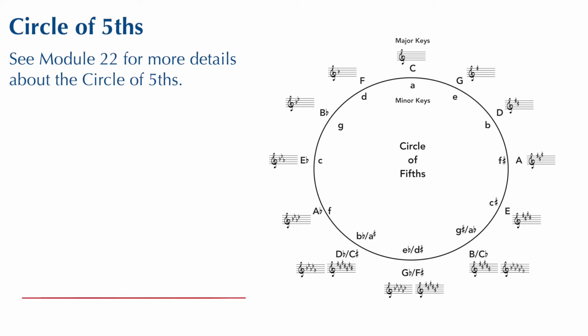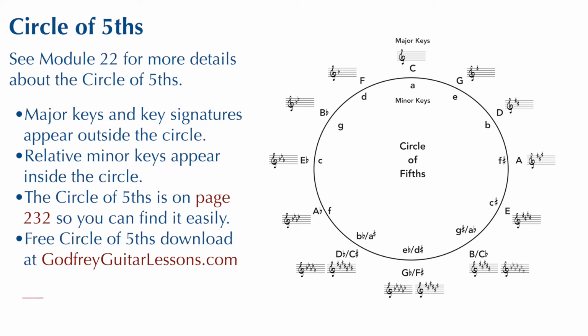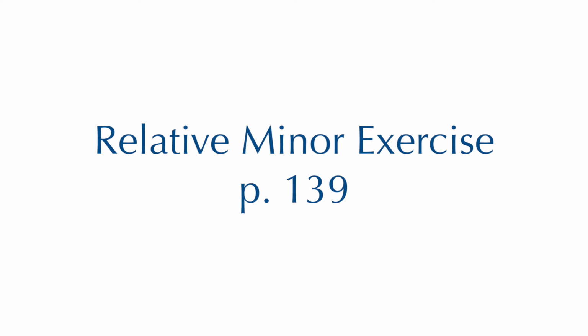Now that you learned about relative major and minor keys, this is a good time to revisit the circle of fifths you learned about back in Module 22 on page 64. As a reminder, the major keys and their key signatures appear outside the circle, and the relative minor keys appear inside the circle in lowercase letters. This circle of fifths appears here on page 140, of course. It also appears in the back of this book on page 232, so you can find it more easily. And if you don't have the book, I also have the circle of fifths available as a free download, and you can see that link in the description.